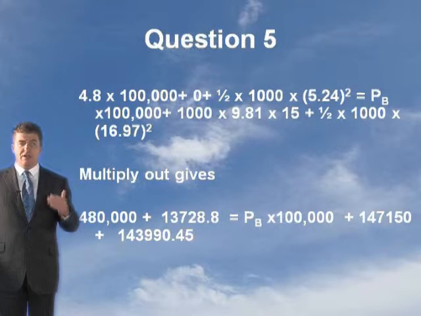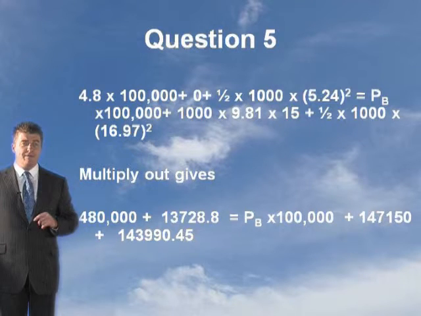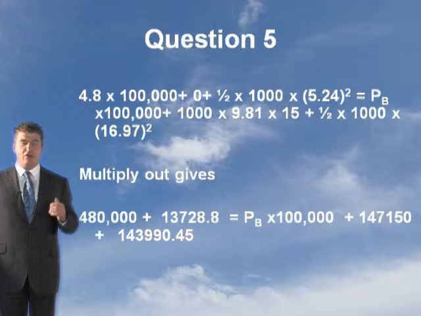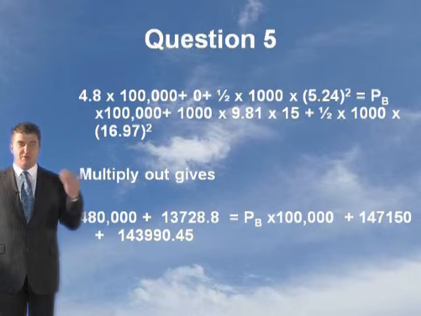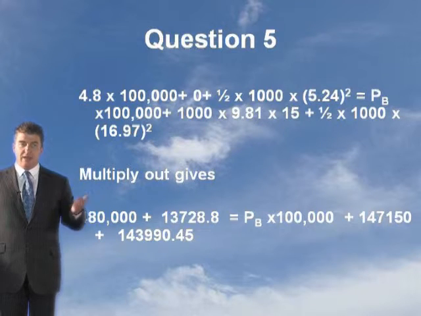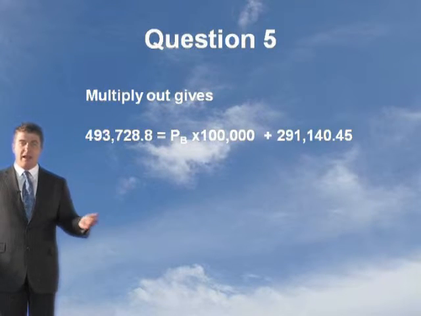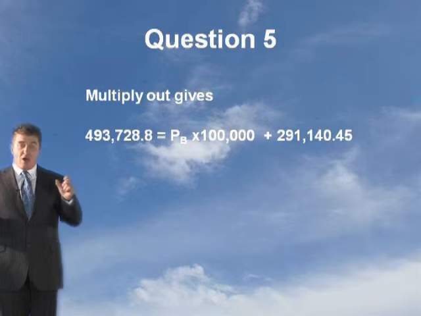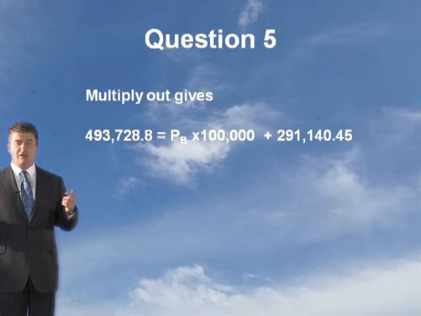480,000 plus 13,728.8 equals PB times 100,000 plus 147,150 plus 143,990.45. Do you understand? There's all the energies we know. The only thing we need to know now is the PB. So again, you multiply it out. You multiply these out, you get this: 493,728.8 equals PB times 100,000 plus 291,140.45. How do you get the 291,000 across?